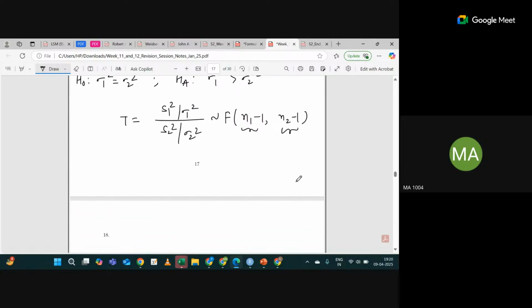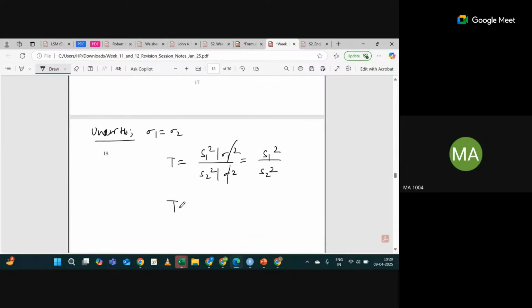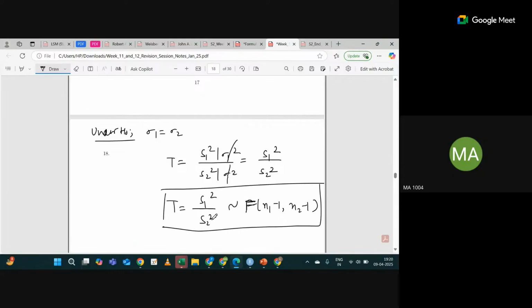One more thing: under H naught, sigma 1 is equal to sigma 2. If this is true, then in S1 square divided by sigma 1 square divided by S2 square divided by sigma 2 square, the sigma square will get cancelled out. So at the end, S1 square divided by S2 square will follow an F distribution with n1 minus 1, n2 minus 1 degrees of freedom. Actually, we are not going into too much depth from where this S1 square divided by S2 square is coming.